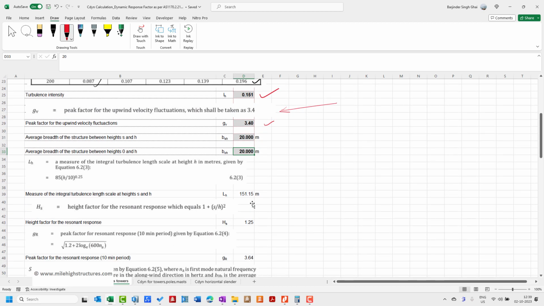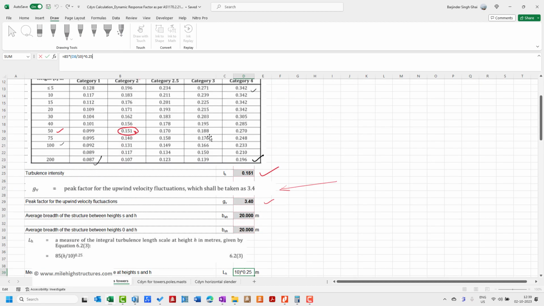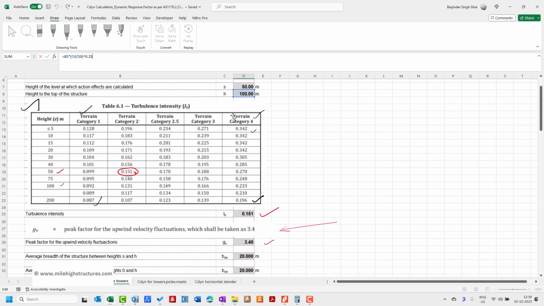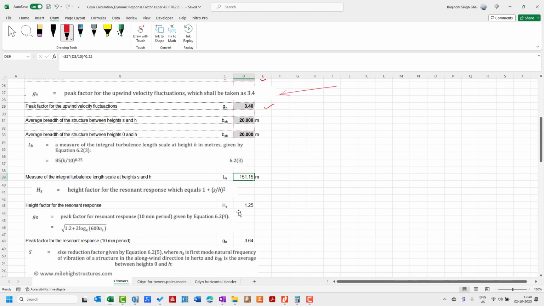After that, LH is the measure of integral turbulence length scale at height H in meters. In our case, the height H is 100 meters. So we can simply use the equation 85 multiplied by (100 divided by 10) to the power 0.25. This number comes out to be 151.15.